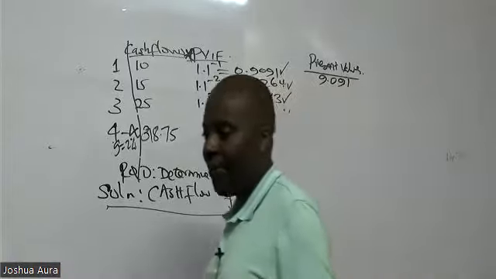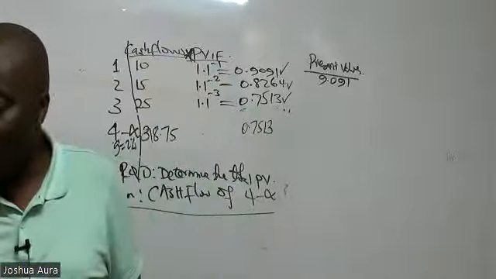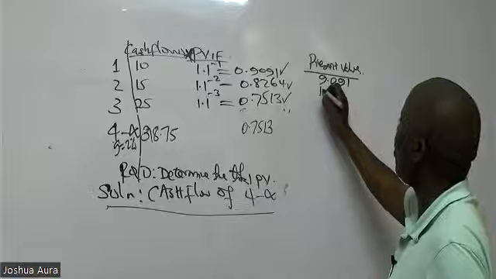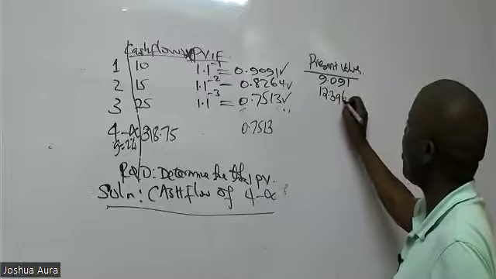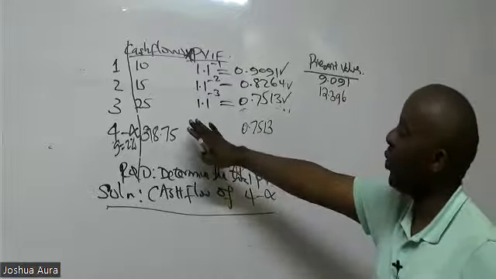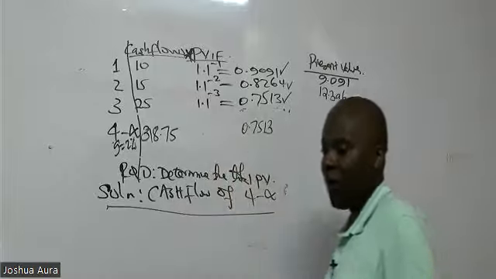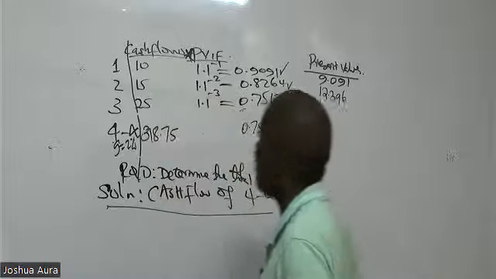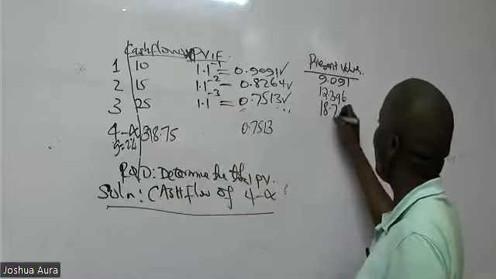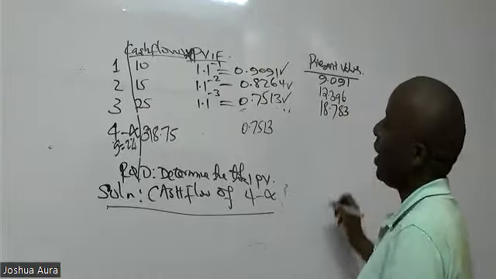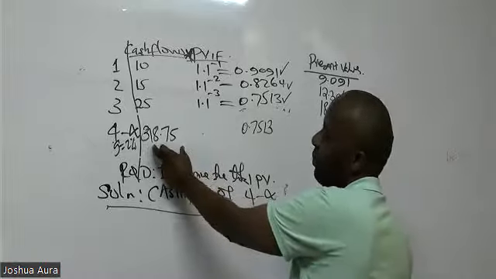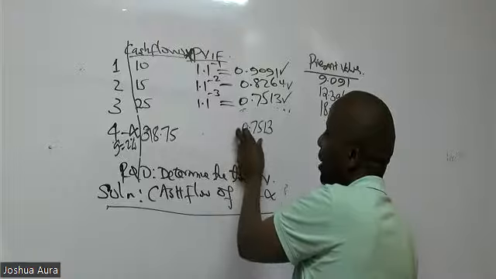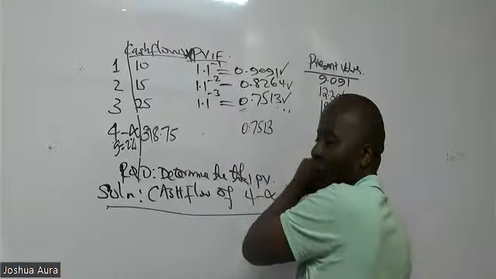And then the second one will be 15 times this. Please ensure you're asking questions without fearing. That gives 12.396. And then we have year 3, which is 25 times this, giving 18.783. And then lastly, we have this 318.75 times this 0.7513. What figure are we getting there?